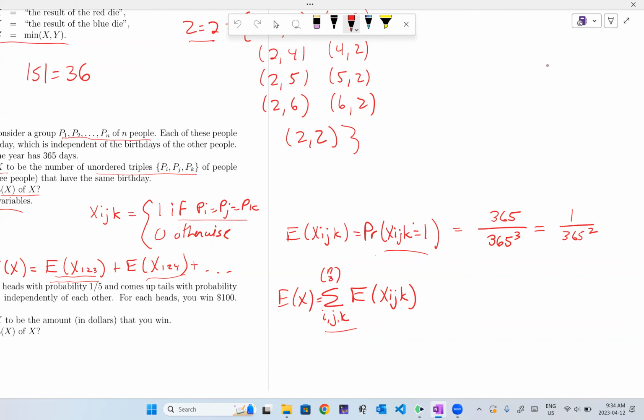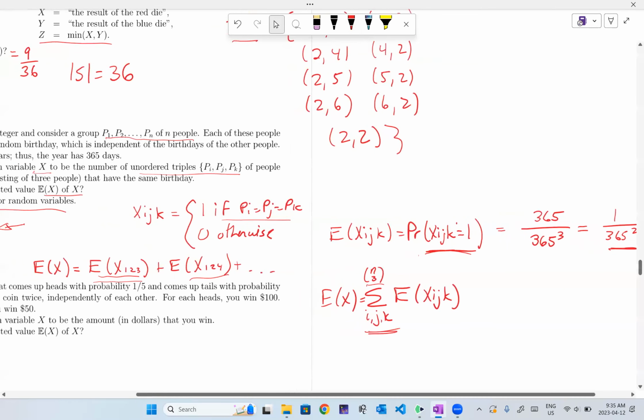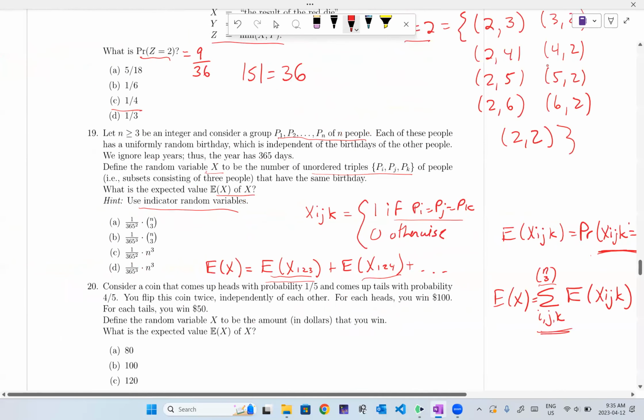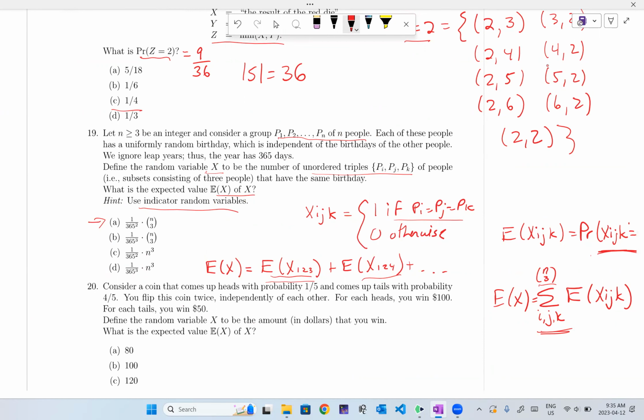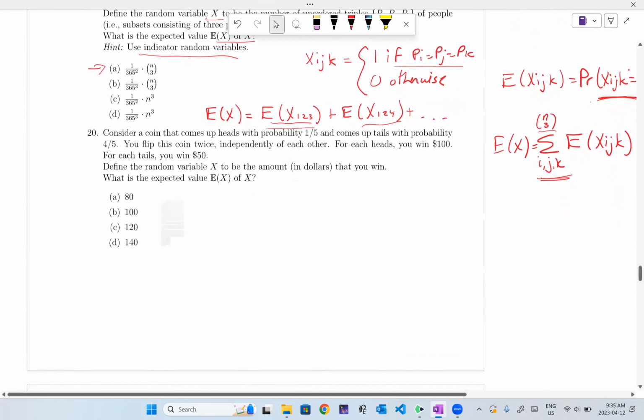Okay, so those are the two main things. Whatever you're indicating, you have to determine the probability of that event. That's usually simpler than determining the probability of X's value. And then you have to figure out how many of these indicators you have. So here I have 1 over 365 squared times n choose 3. And if I look at this, that seems to be A. All right, questions? Okay, we should get done.